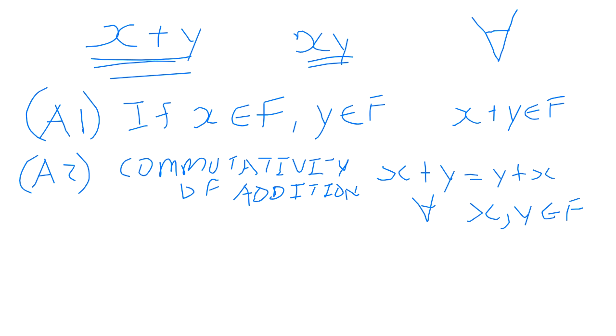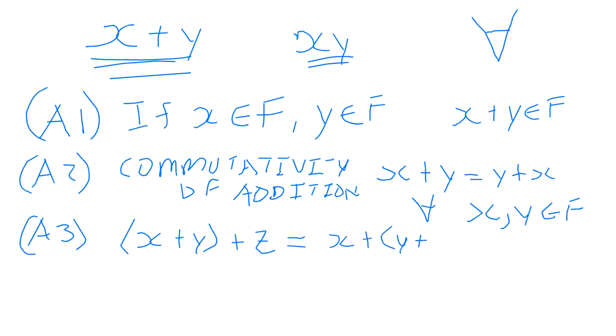A3. Everyone has A2? Good. Associativity of addition. You know how to spell that? So here's what it says: the way the numbers are grouped, x plus y, plus z, will be the same as x plus y plus z. So the association does not affect the addition, for all x, y, z in F.